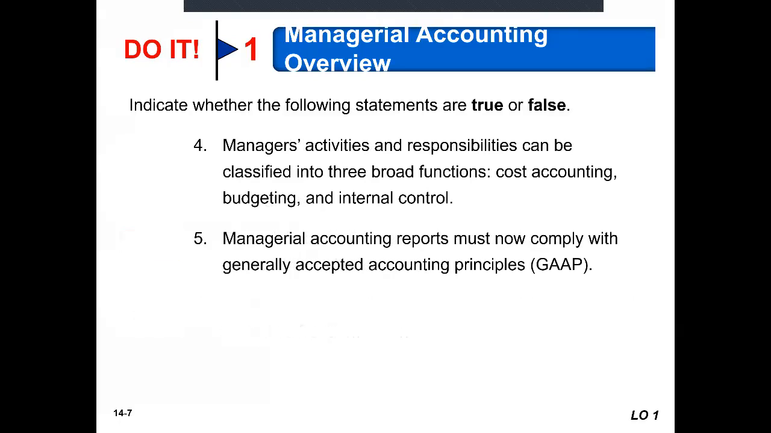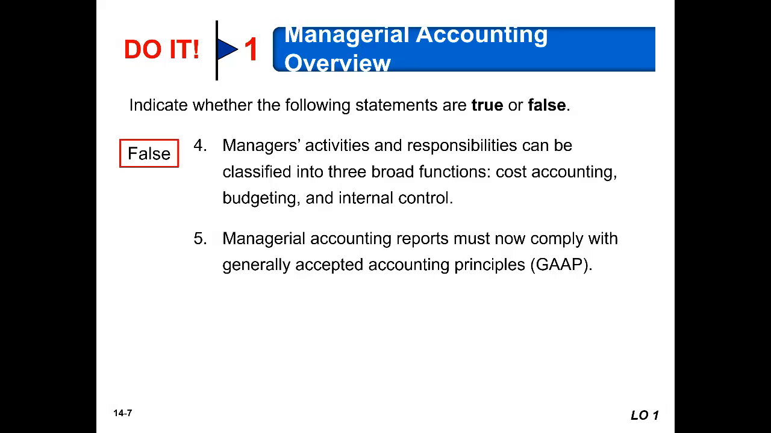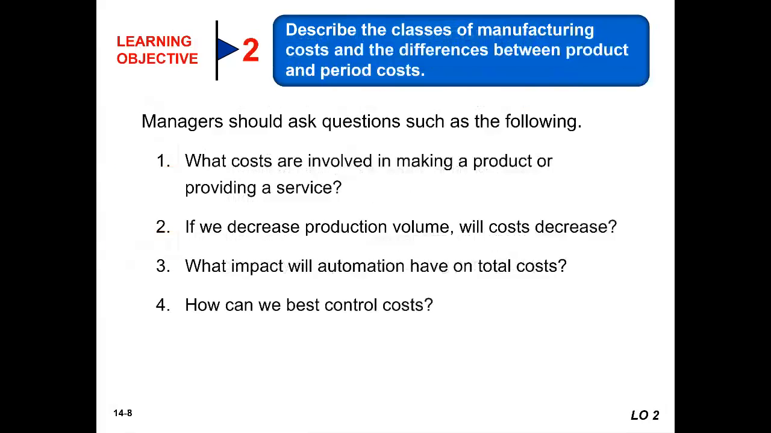The fourth one: managers' activities and responsibilities can be classified into three broad functions: cost accounting, budgeting, and internal control. Well, yeah, that happens with lots of accounting functions, but managers, not the accountants, extend quite a bit beyond that. They aren't necessarily responsible for cost accounting. That's for the accounting department. They use the data, they don't generate the data. And the fifth one: managerial accounting reports must now comply with GAAP. That is not true. It does not have any reporting principles whatsoever. You do as you need.